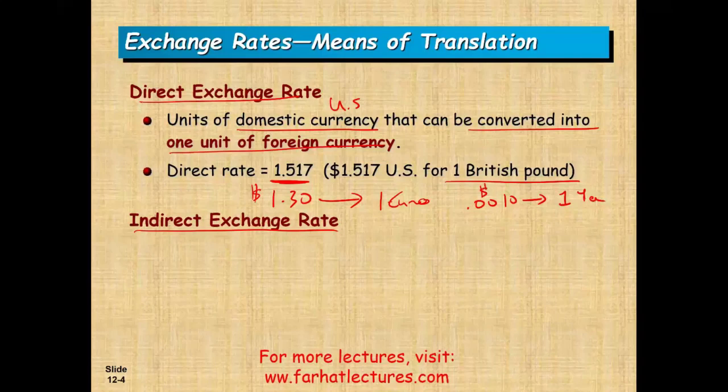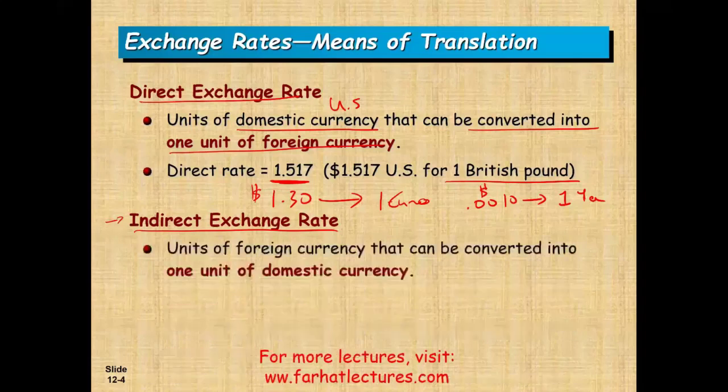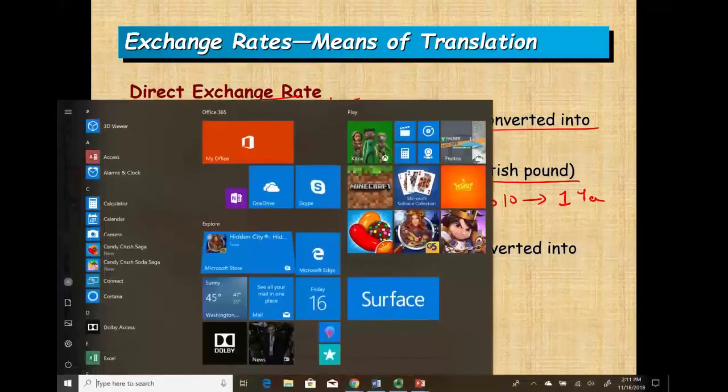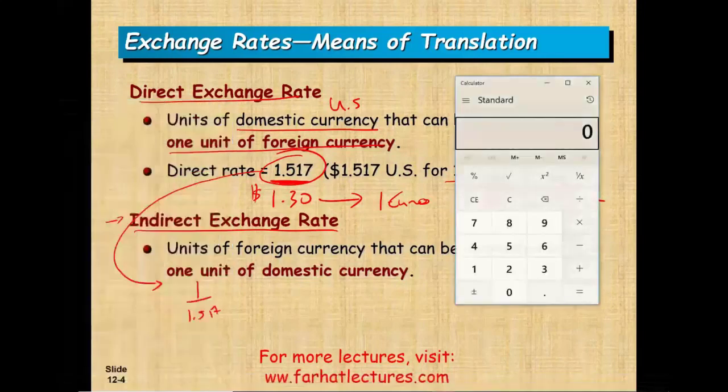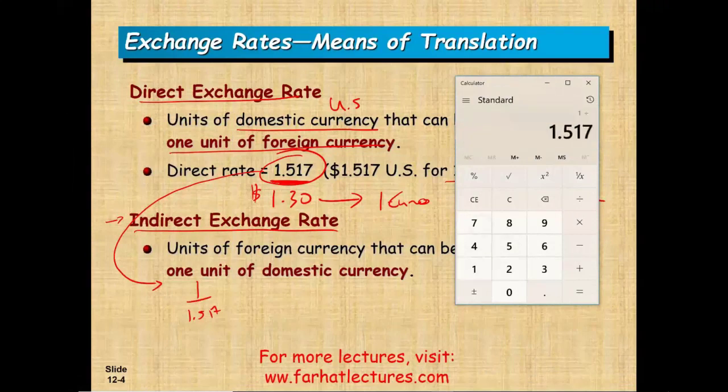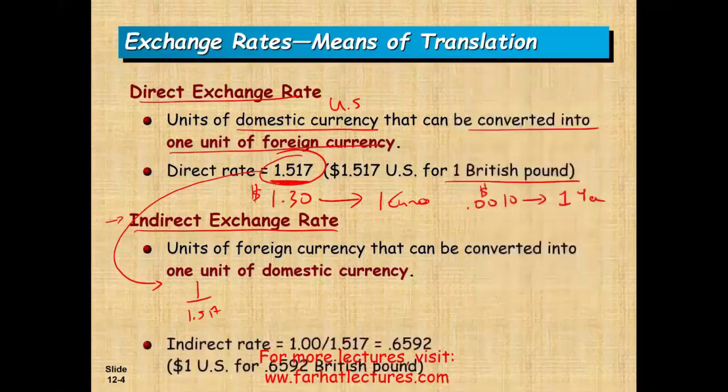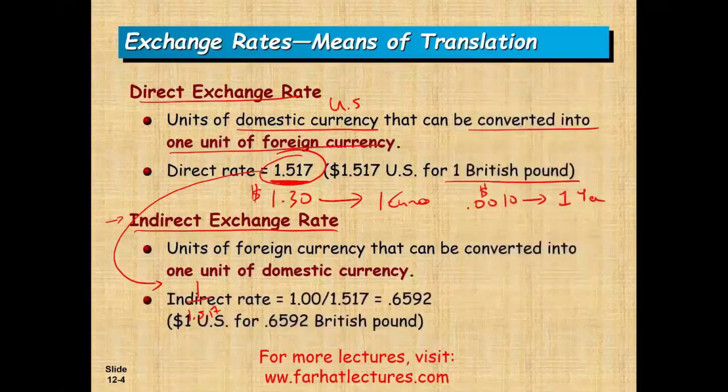Or on the other hand, we can express the currency as the indirect exchange rate. What's the indirect exchange rate? It's how much foreign currency you need to buy one US dollar. And all you have to do is take the direct rate and divide it into 1. So simply put, if you take 1 divided by 1.517, it means you need 0.65 British pounds to buy a US dollar. So simply put, you need 0.65 British pounds to buy a dollar.